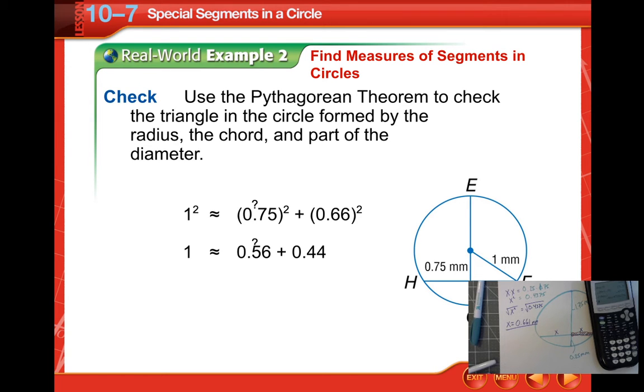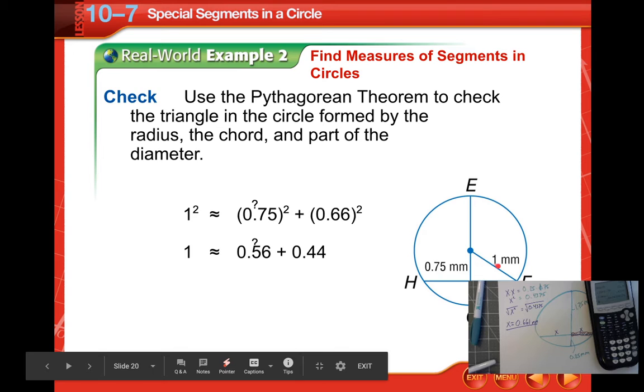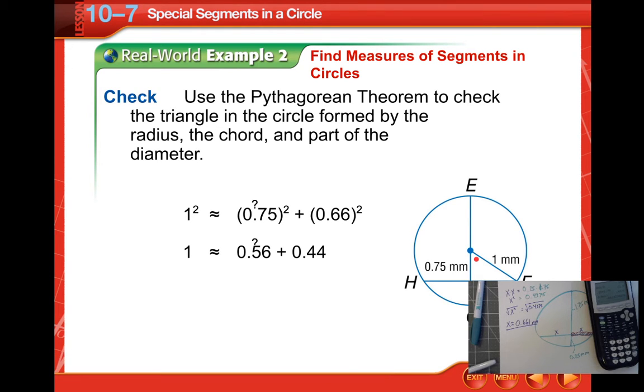We could use the Pythagorean theorem. So with the Pythagorean theorem, we would know this right here is 1 millimeter because that is our radius. We're told the diameter is 2, so we know our radius is 1. We can go from that corner over there, and it should work out.